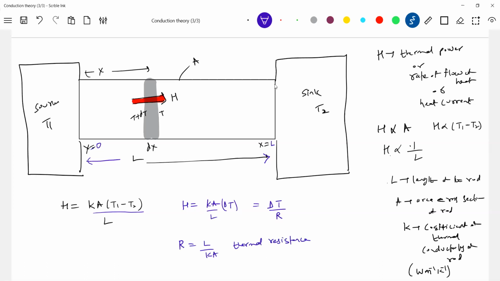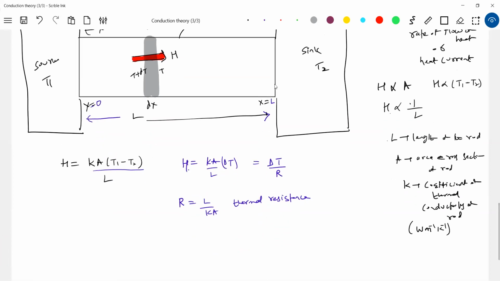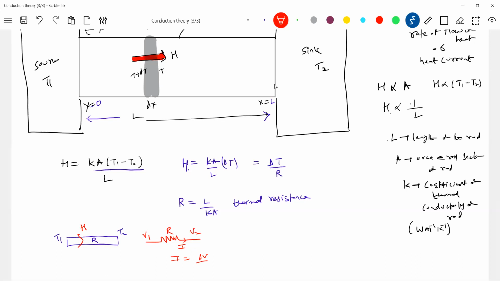This analogy is very important, thermal resistance. It is similar to current. Temperature difference corresponds to potential difference, and there's a rod with a thermal resistance. If the rod has temperatures T1 and T2, then heat current will flow. This is similar to electrical resistance: potential difference V1, V2, and a current I will flow. How do you write I? Delta V by R. What do you write for H? Delta T by R. I think this will help us a lot.